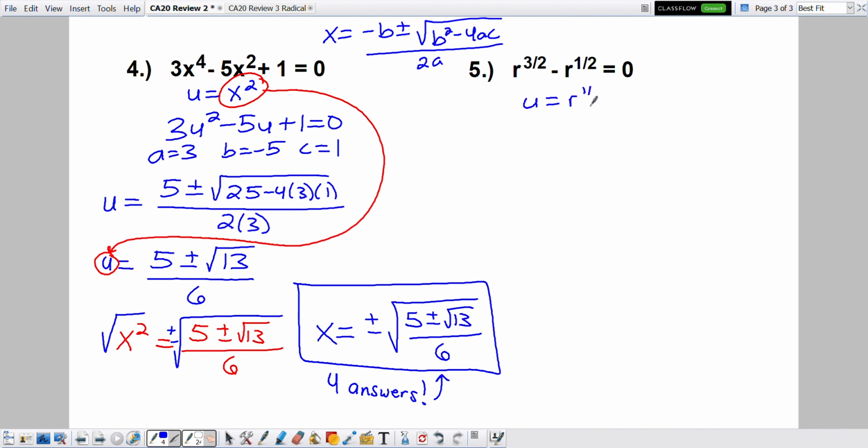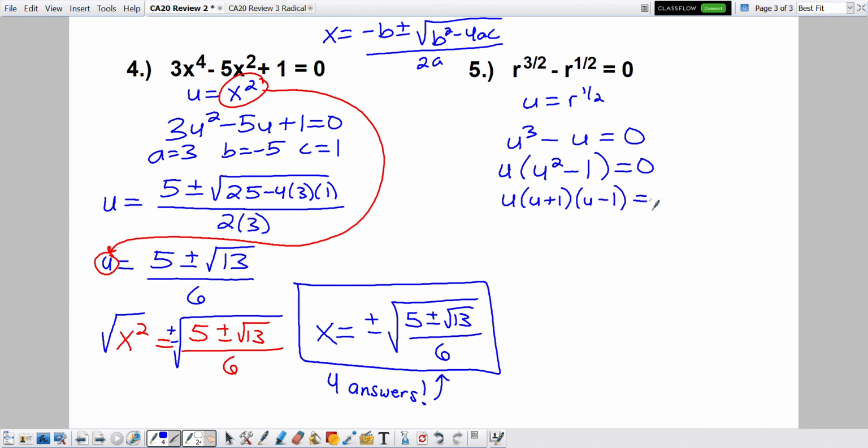So r to the 3/2 power would be u cubed. R to the 1/2 power is u. This looks a little bit weird, but this is an easy problem to factor. You could factor out the variable u. So u factors out, you get u squared minus 1 is what's left over. Remember that this is a difference of perfect squares, so you should be able to factor that as u plus 1 and u minus 1. And so finally what you get is u equals 0, u equals negative 1, and u equals positive 1.